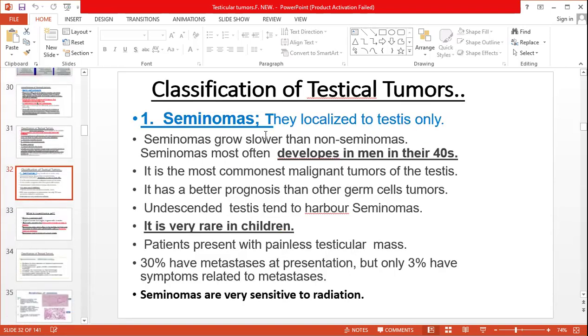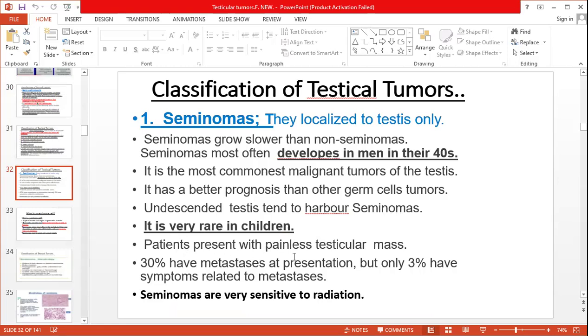Seminomas localize to the testes only. Seminomas grow slower than the non-seminomas. Seminomas most often develop in men in their 40s. It is the most common malignant tumor in the testes. It has a better prognosis than the other germ cell tumors. Undescended testes tend to harbor seminomas. It is very rare in children.